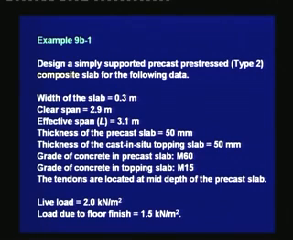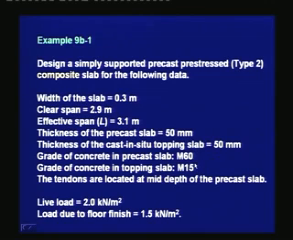Design a simply supported precast, prestressed type 2 composite slab for the following data. Width of the slab is 0.3 meters, clear span is equal to 2.9 meters, effective span L is equal to 3.1 meters, thickness of the precast slab is 50 millimeters, thickness of the cast-in slab is 50 millimeters.